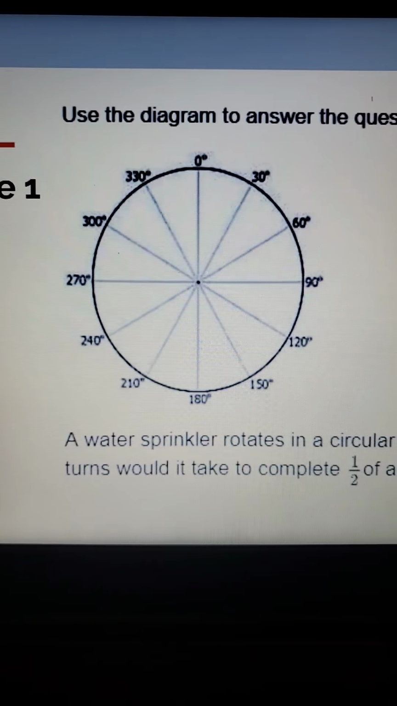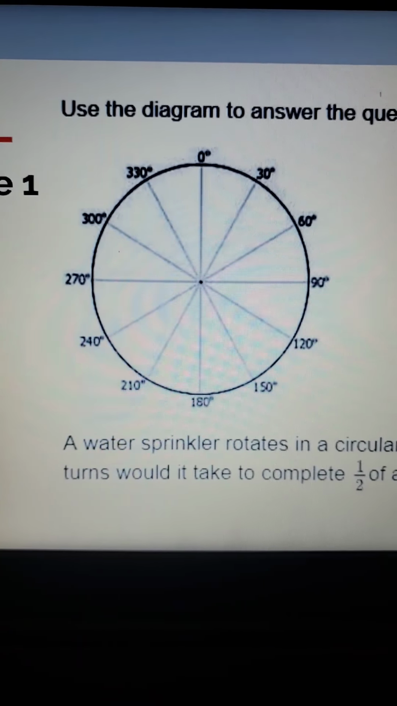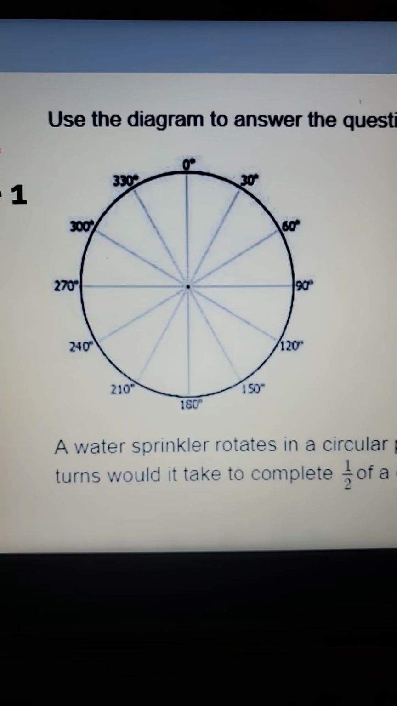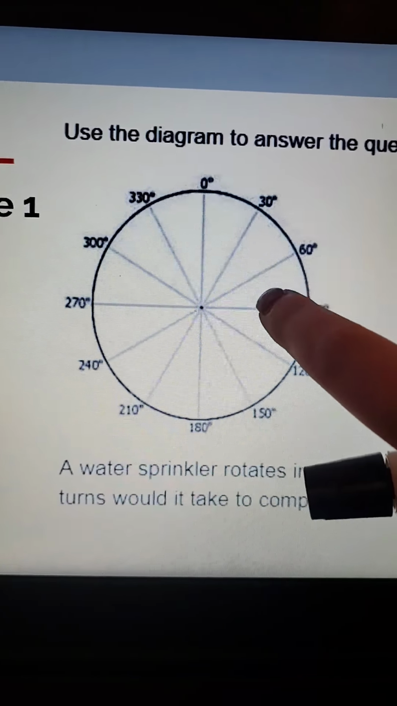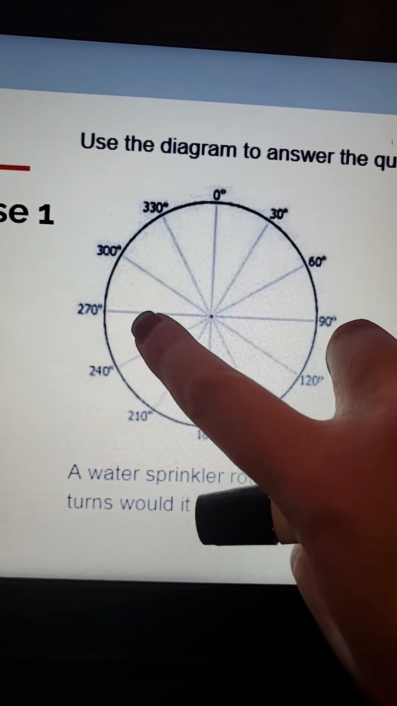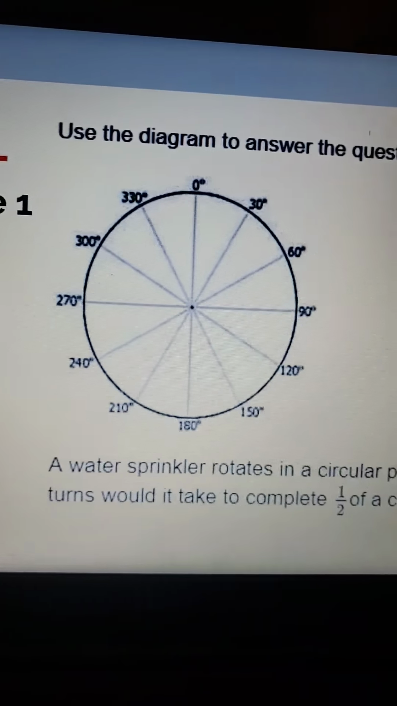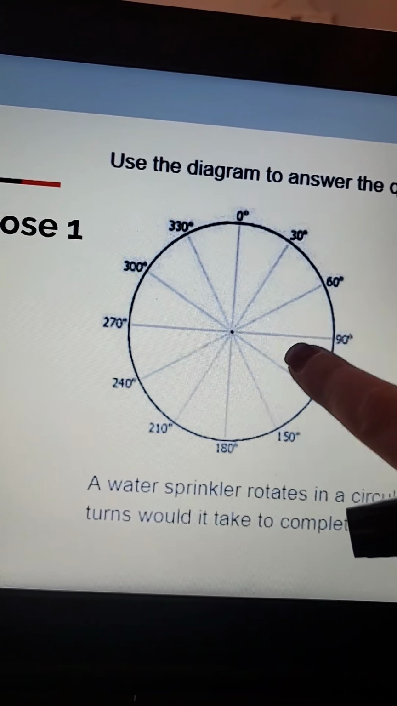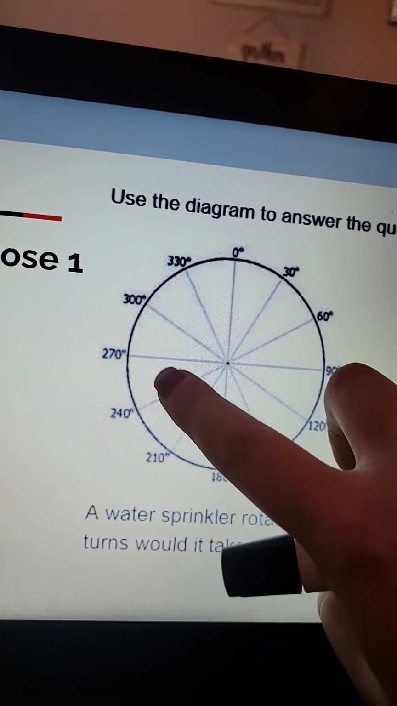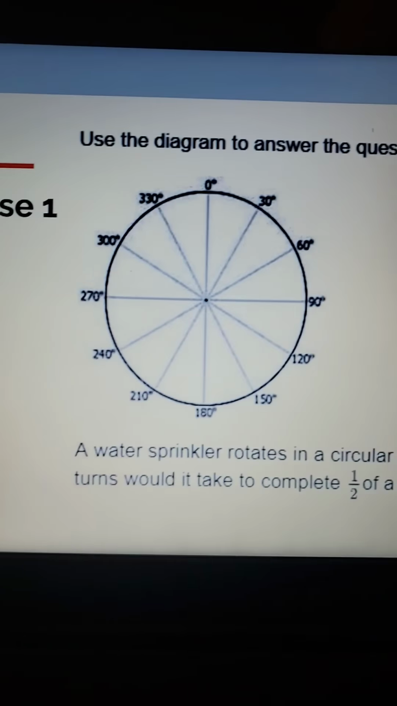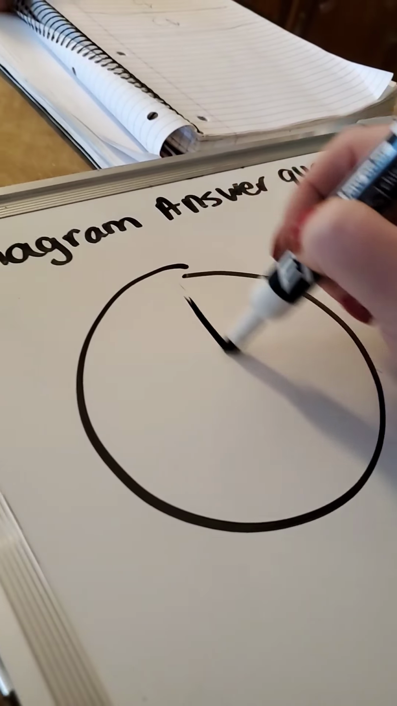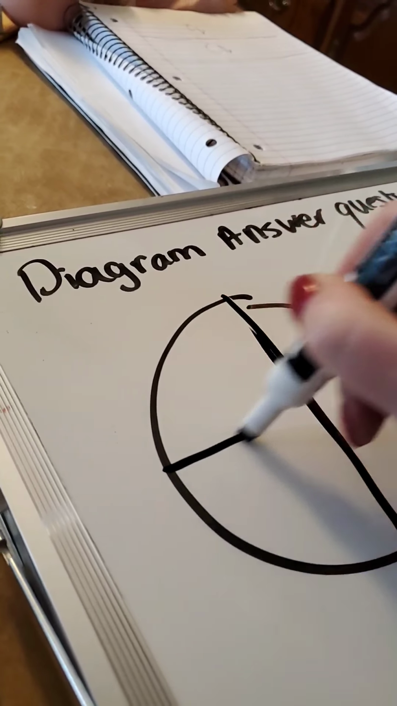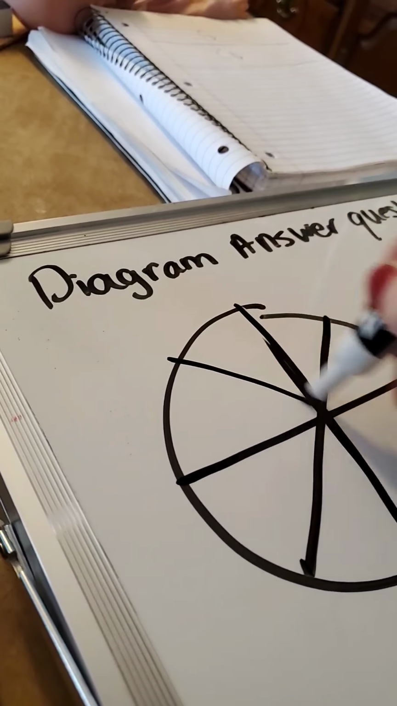And I see a circle. And when I see the circle, I'm going to look and see how many equivalent spaces I have. 1, 2, 3, 4, 5, 6, 7, 8, 9, 10, 11, 12. So I automatically know that I have 12 equal size pieces. So I'm just going to draw that in my problem. I'm going to do my 12 equal size pieces.